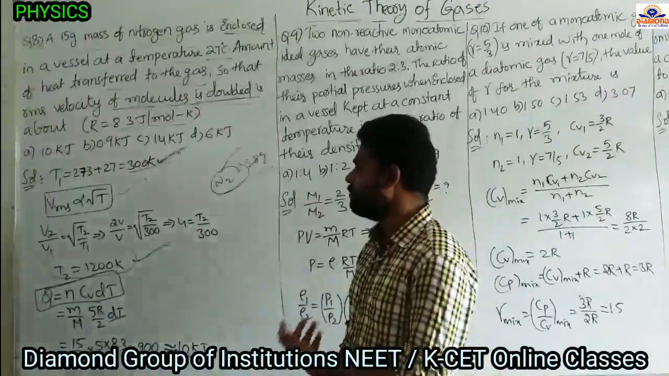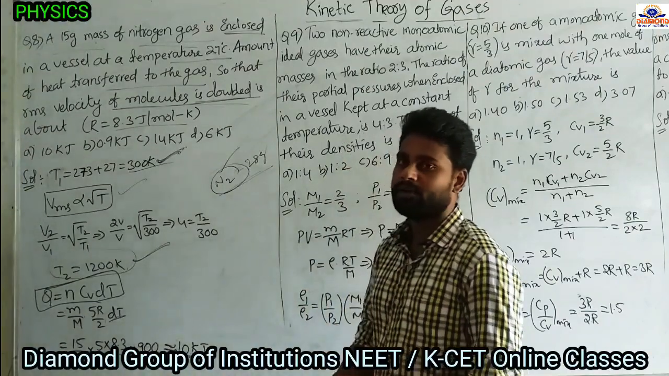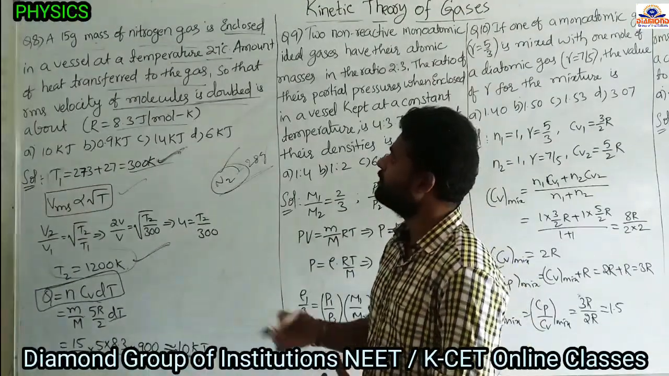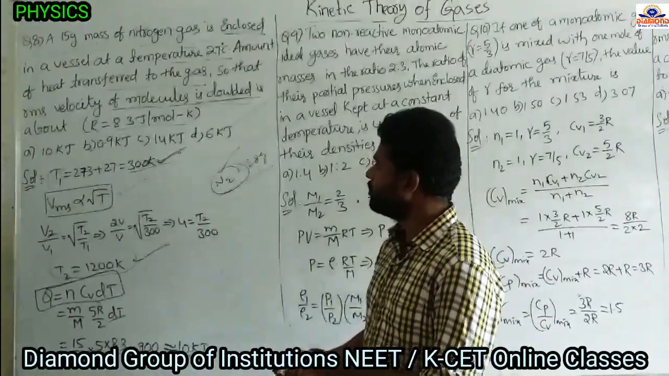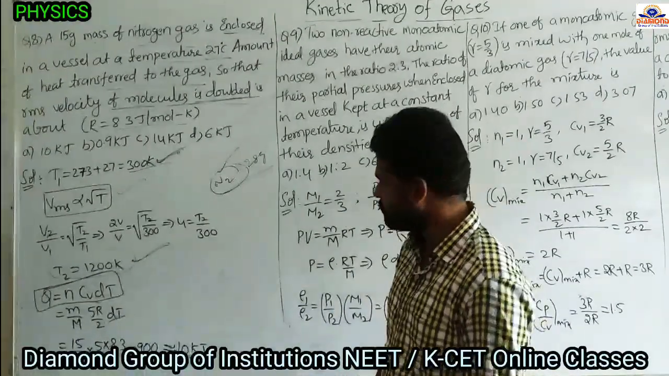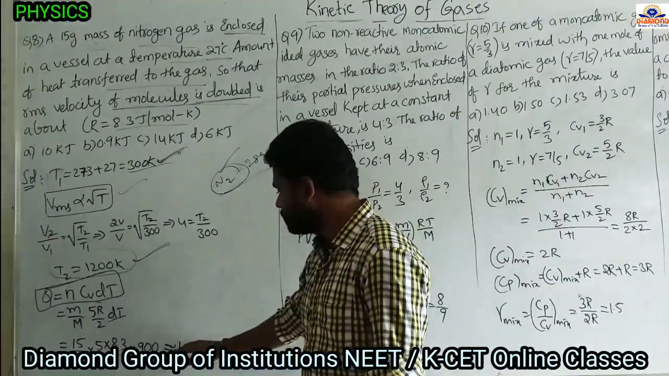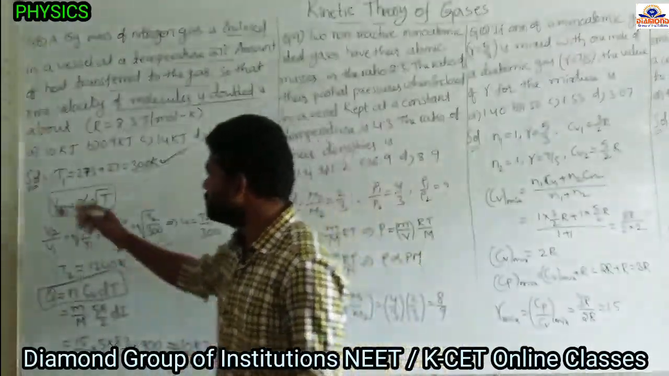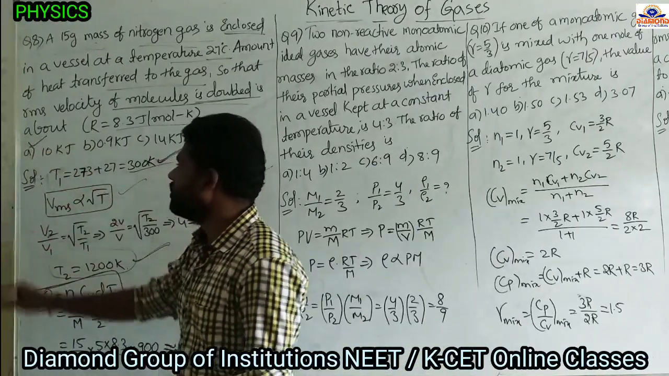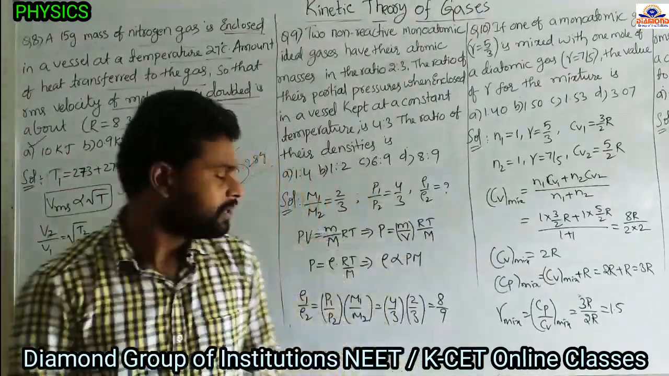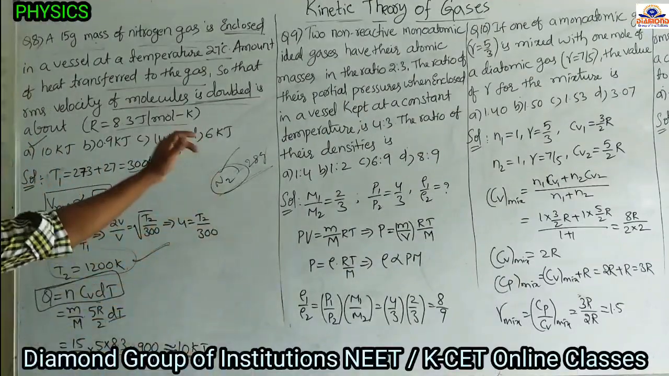So to increase the temperature from 300 Kelvin to 1200 Kelvin, and to make the velocity of the molecules double, the heat that has to be transferred to this gas is 10 kilojoule of energy. This much heat energy we have to supply, 10 kilojoule. Okay, that option is the right answer. Now see the next question.